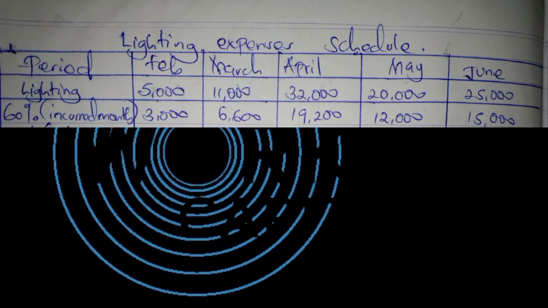They said 60% will be paid in the month in which they were incurred. Therefore, in Feb, we shall get 60% of 5,000, which is 3,000. In March, we shall get 60% of 11,000, which is 6,600. Then in April, we shall get 60% of 32,000, which is 19,200. And we shall do the same thing for the remaining months.